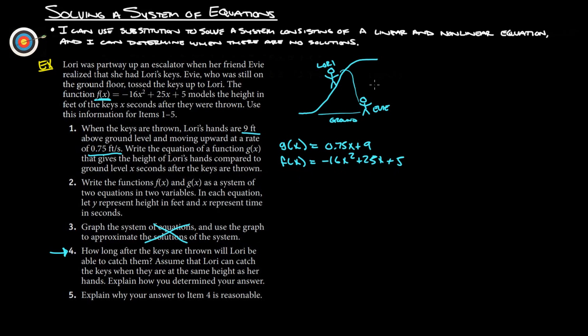So basically, I guess we can draw the graph for 3 here, sketch the graph. So we have this here, this negative parabola, and then the height of the keys is going to be going up. So basically there's going to be potentially 2 spots where she could catch those keys. Okay?